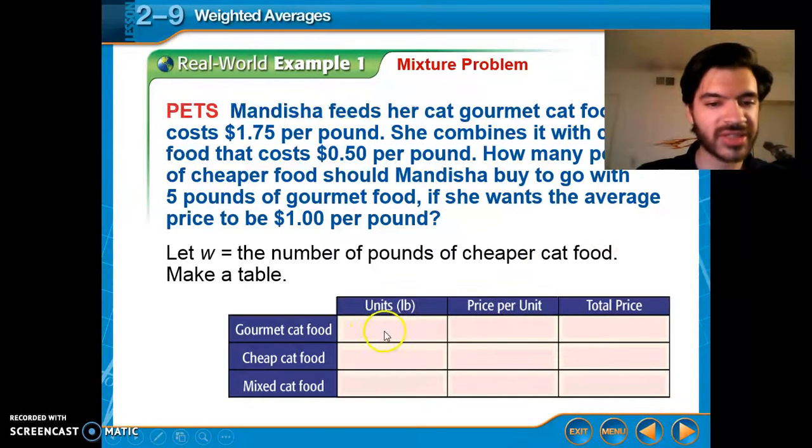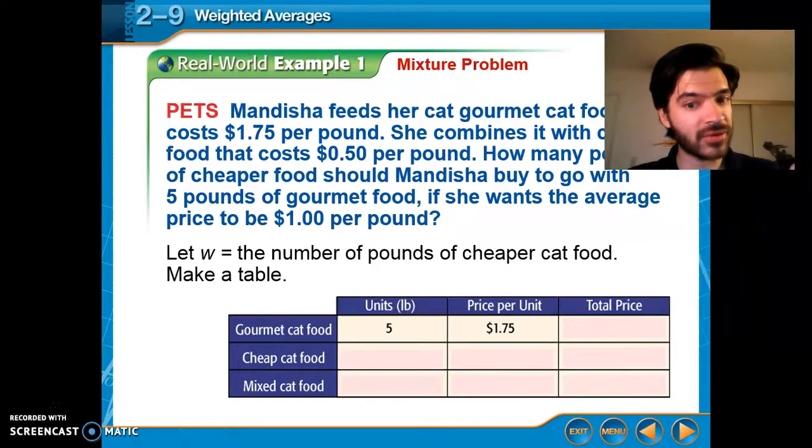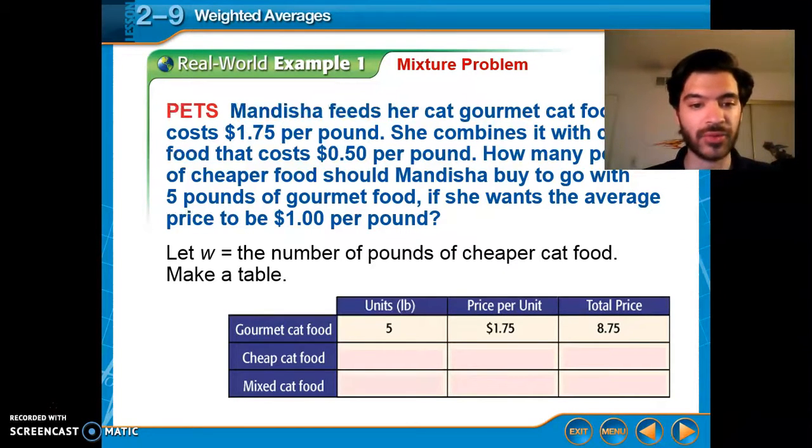So let's start answering these. Gourmet cat food. How many is she buying? 5 pounds. It says so in the problem. Price per unit? $1.75 per pound. Total price? Let's multiply them. Pounds times price per pound? That's going to be $8.75 for the whole thing.